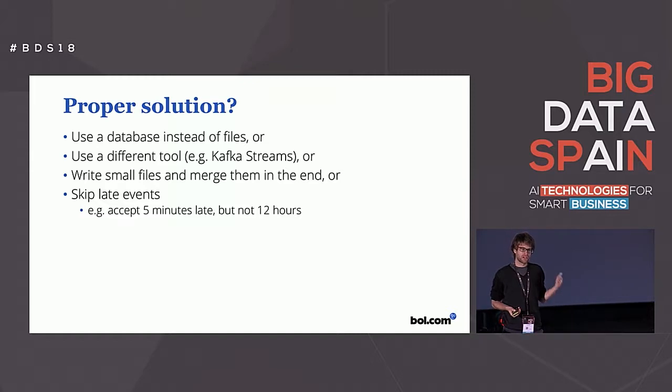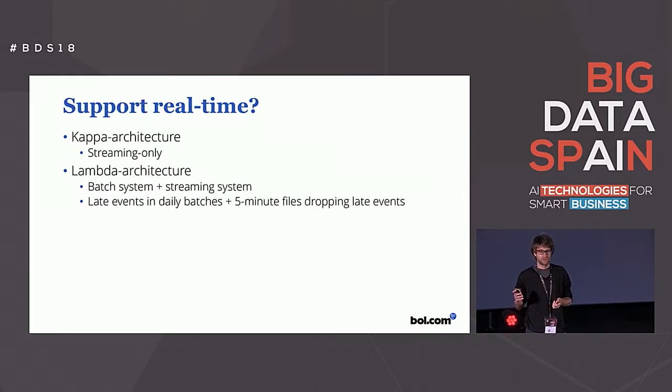Another idea is, because our last problem was a lot of small files that Apache Pig and other systems, HDFS, cannot really handle, you could just write the small files and merge them in the end. Or, like I said, we had small files because we were keeping late events for 12 hours. You could just say I don't care about those small number of late events. Let's just drop them and maybe only keep late events that are 5 minutes late, but not 12 hours late.